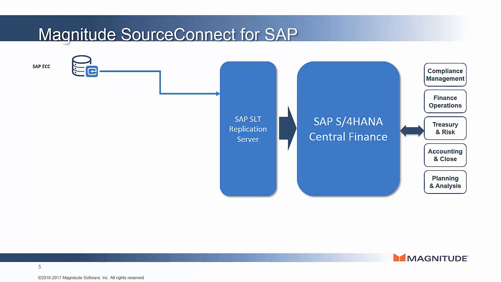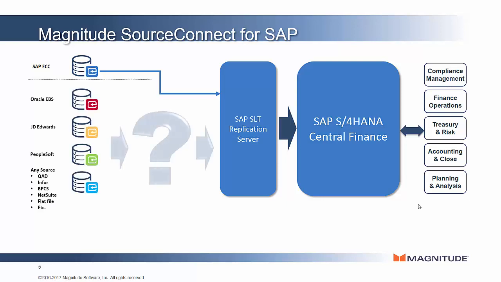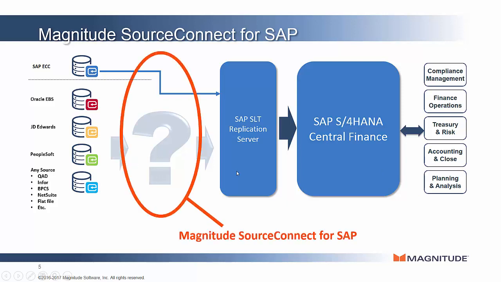Okay, so let's look at how the SourceConnect for SAP solution lays out. If you have just an SAP source system, then the data will flow. There are already pre-built connectors for the data to flow into the SAP SLT replication server, and from there into Central Finance, and then Central Finance can do all the things that Central Finance is designed for. If you have non-SAP systems, then the question is, how are you going to load all that information into Central Finance? And that's where Magnitude SourceConnect for SAP comes in.